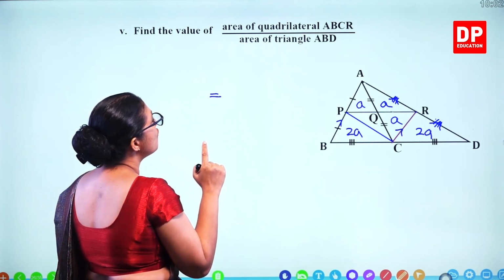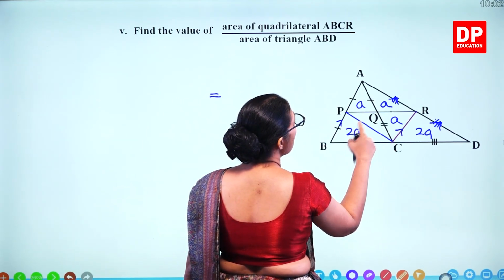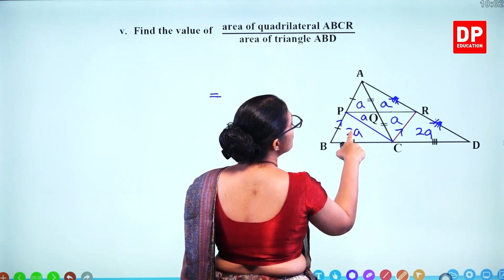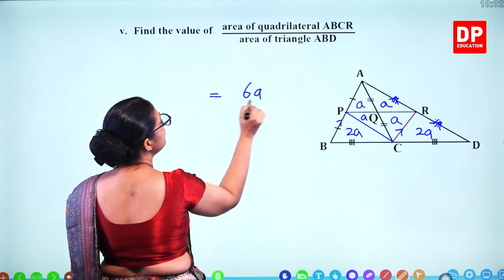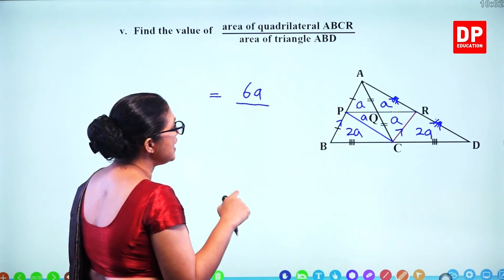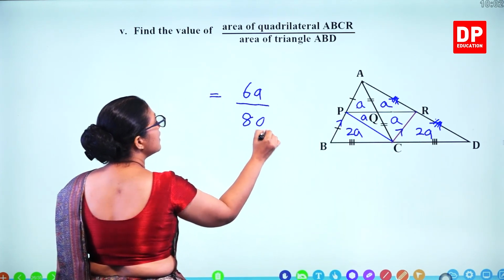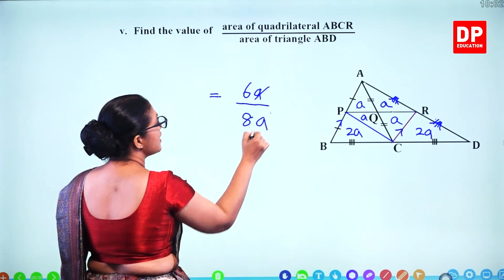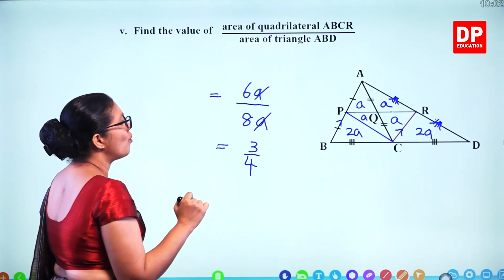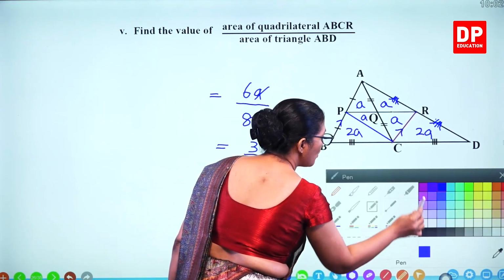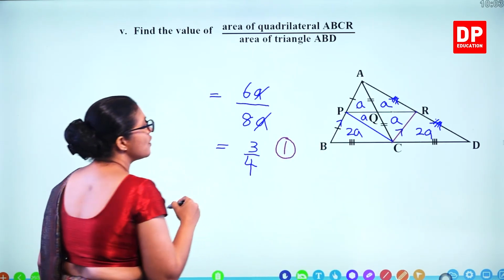So what's the ratio of ABCR? ABCR is 2, 3, 4, 5, 6, 6A. What's area of ABD? The full thing: 2, 3, 4, 5, 6, 7, 8A. So the ratio becomes, A's get cancelled out, 6 over 8 divided by 2, 3 over 4. So you get only 1 mark for showing this ratio. That's 3/4.